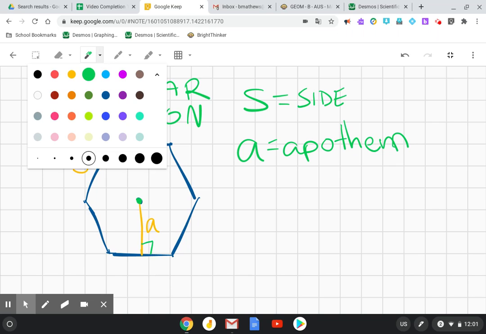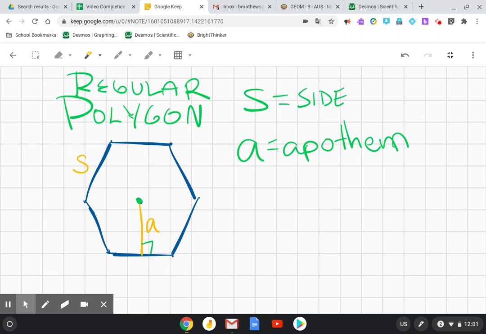So let's say we were looking at this figure, which is a hexagon, and let's say the apothem was 3 and the side length was 4. If we had that, we would use the regular polygon formula, which is the following. The perimeter equals n times s.